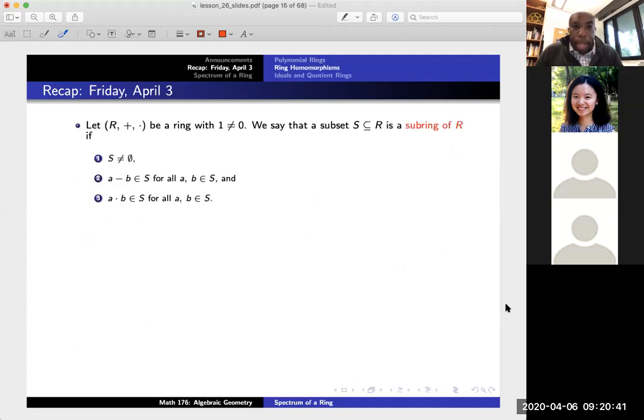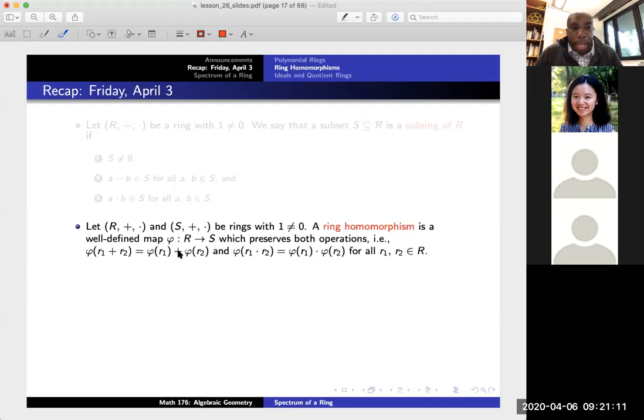Next, we talked about the concept of a subring. So we'll say that a subset S is a subring of R if it's closed under differences and closed under products, right? What I mean by that is that the difference a minus b is in S for all a and b in S, and the product ab is in S for all a, b in S. So I am not assuming that the element 1 lies in this set S, right? I'm just assuming that we have these two properties here.